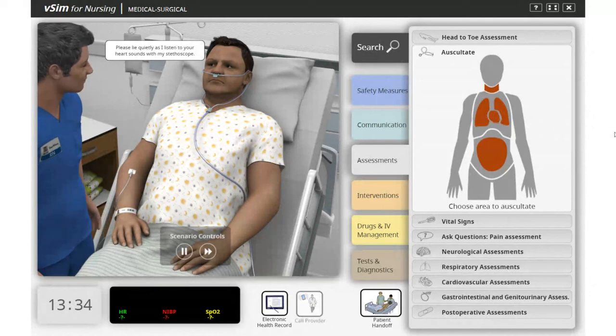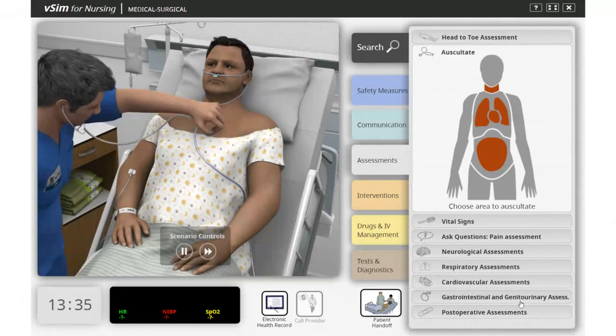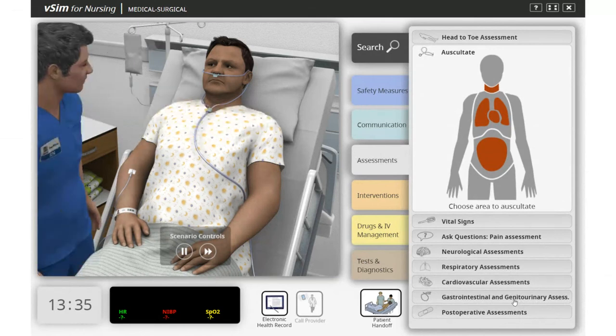Please be quiet as I listen to your heart sounds with my stethoscope. The heart sounds are normal.